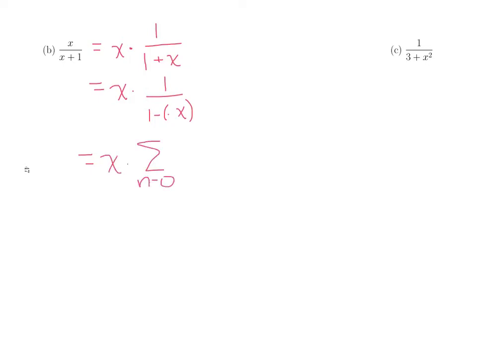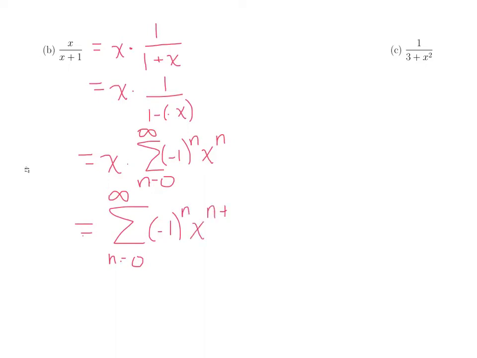So we have x times the sum of negative 1 to the n, x to the n. And then we can bring that x inside the sum. So we have one final sum as our answer: n equals 0 to infinity, negative 1 to the n, x to the n plus 1. So that's our power series representation for x over x plus 1.